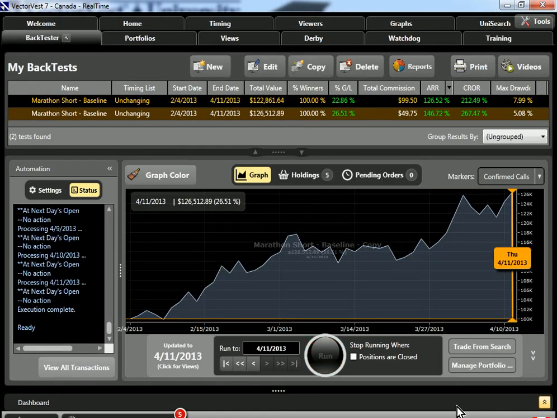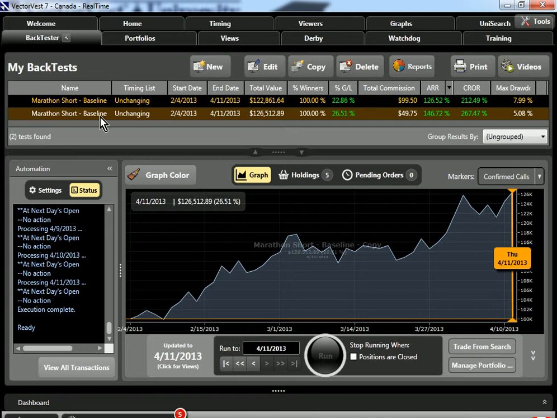And let's see if we do any better. Well, look at that. Went from 22.86 to 26.51. Also, we cut our commissions in half because we're buying half as many stock. And our drawdown went down significantly from nearly 8% to just over 5%. So from here, let's suppose we're greedy and we'll focus on 5 stock baskets.